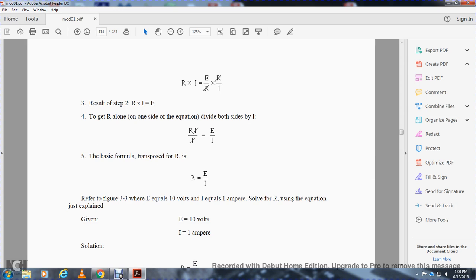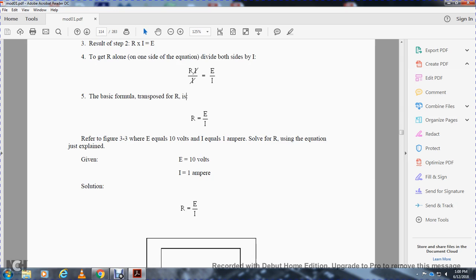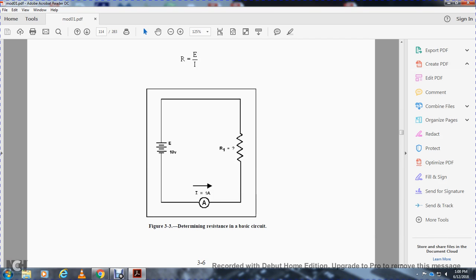Given that the volts is 10 and the amps is equal to 1, the solution is 10 volts over 1 amp equals 10 ohms. 3.3 Determine the resistance of the basic circuit.